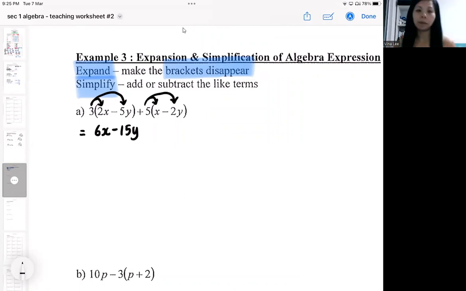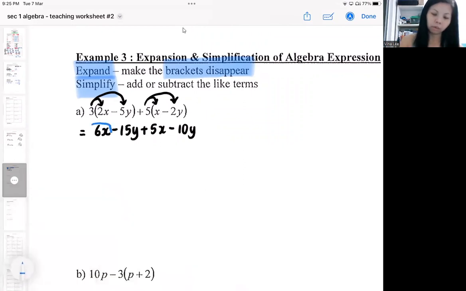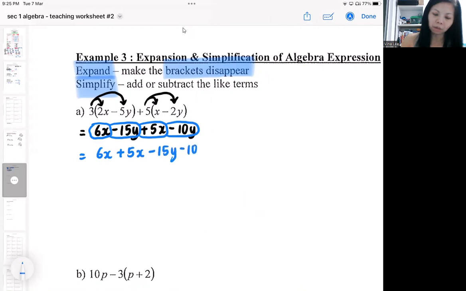So you disappear the bracket first. After you disappear the bracket, you look for like terms. So you look at how many bubbles you have. You got the X family, you got the Y family, X family, and then Y family. So put the X family together. And then you put the Y family together.